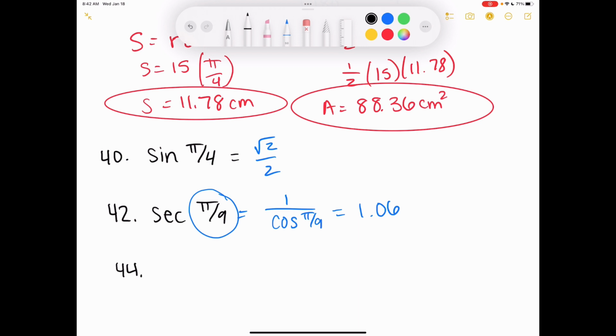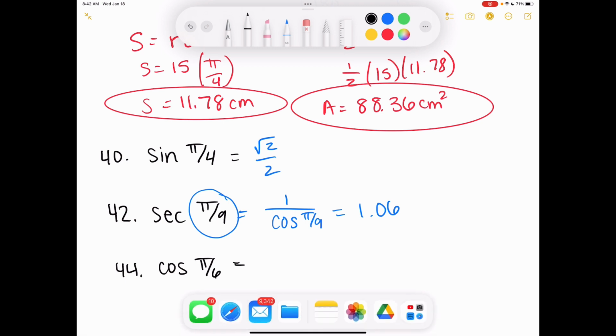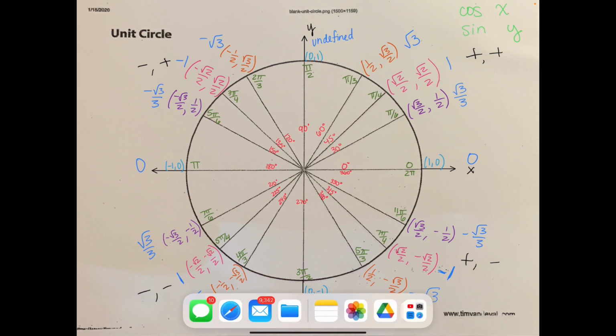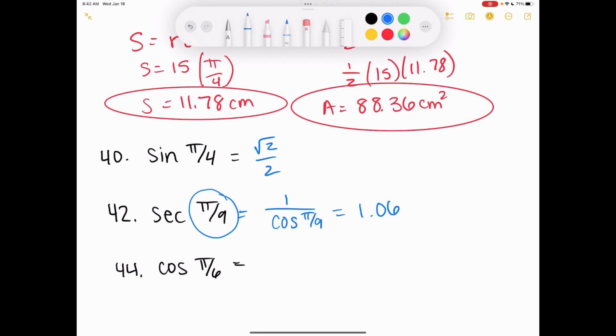So then 44, cosine of pi over 6. So is that a value off your unit circle? Pi over 6 is on your unit circle? Yes. Okay. So cosine values are x values. So we come over here. Cosine of pi over 6 is root 3 over 2. So square root of 3 over 2.